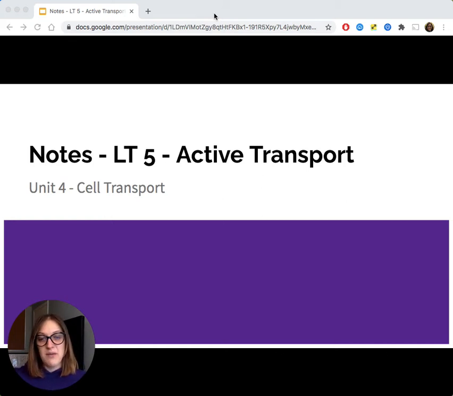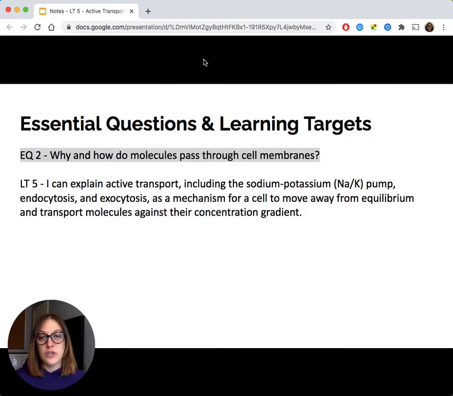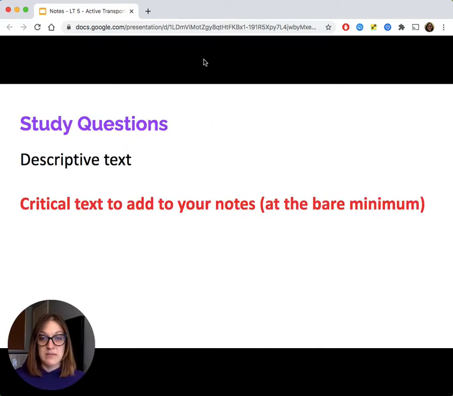Today we are going to be taking notes on Learning Target 5, which in a nutshell is active transport. This set of notes covers essential question 2: why and how do molecules pass through cell membranes? Learning Target 5 focuses on active transport, including the sodium-potassium pump, endocytosis, and exocytosis, which are mechanisms for a cell to move away from equilibrium and transport molecules against their concentration gradient.